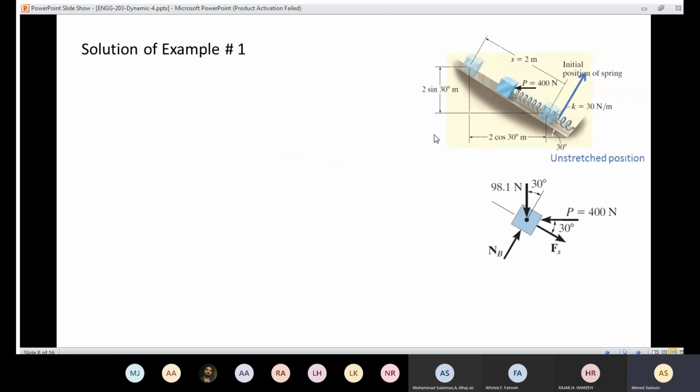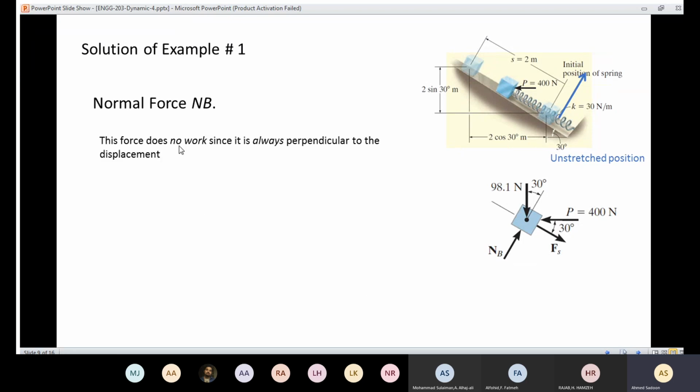Now, we also have the normal force. But the normal force, as you can see, is perpendicular to the direction of the displacement, which means that the normal force will not cause any work. The force does no work, since it's always perpendicular to the displacement. Whatever the position, the normal force is going to be perpendicular to the displacement. So we are going to say that this force does no work.